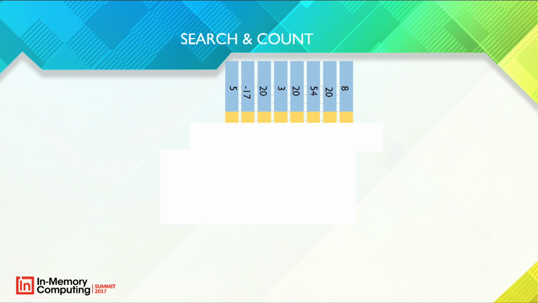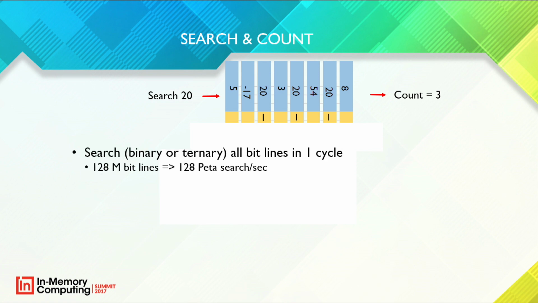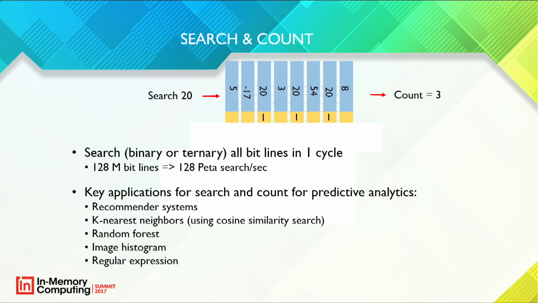Also, because we have the exact match, we can do search. It takes 1 clock to get the responders, and we also have the ability inside the memory, not explained here, to count the responders. This gives us the ability to search and count. There are many applications for this combination, for nearest neighbor, for random forest, and so on.